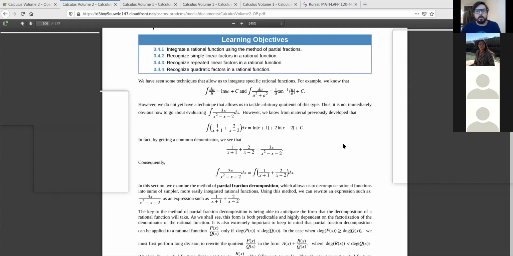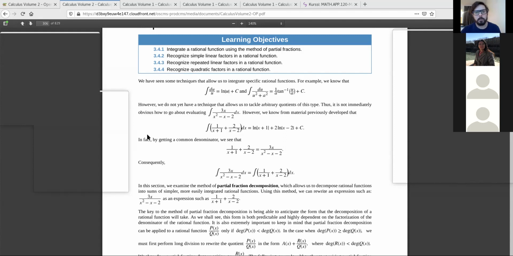Then if we can find the factors of the denominator, in this case, x squared minus x minus 2, it has the roots 1 and minus 2. And so it's got factors, you know, the x squared minus x minus 2 can be expressed as x plus 1 times x minus 2. And then we can find a partial fraction here.